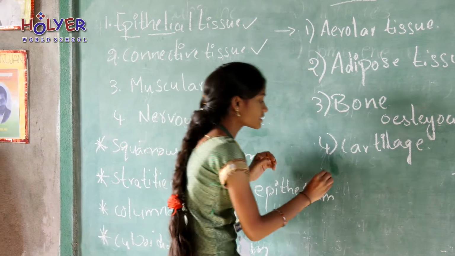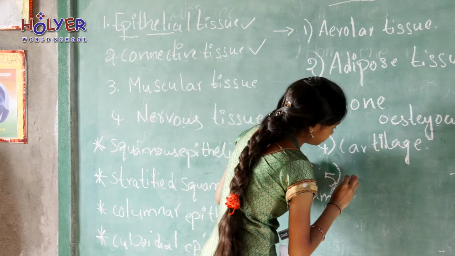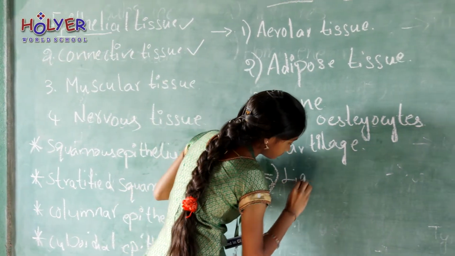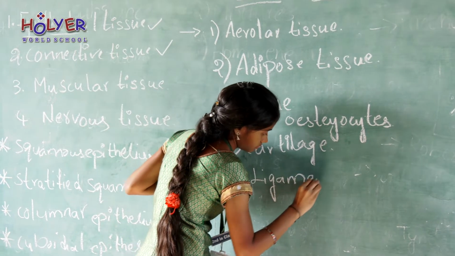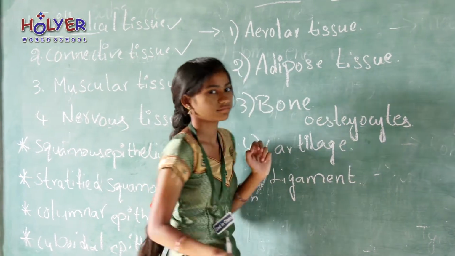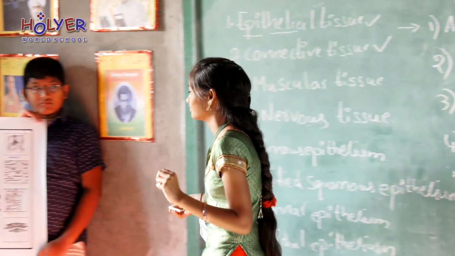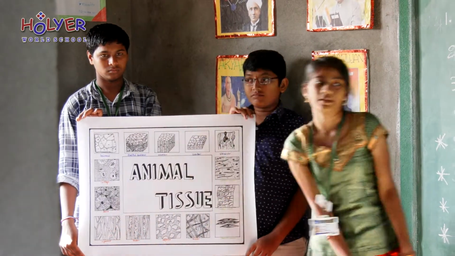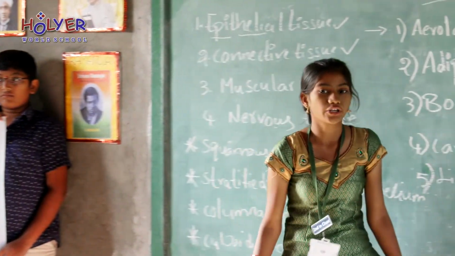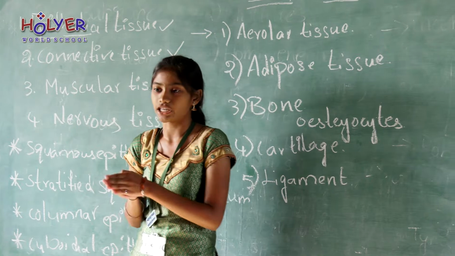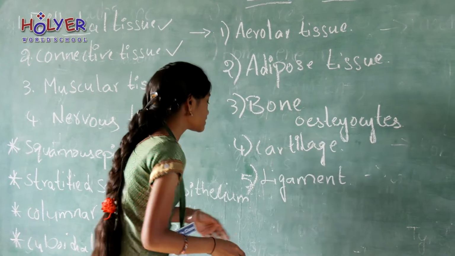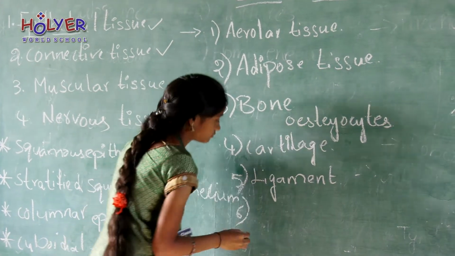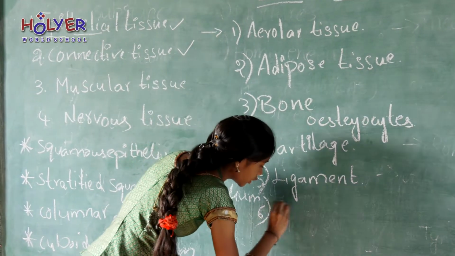And the next one is ligament. Structure of ligament. Ligament is a type of connective tissue which connects the bones at the joints. And the next one is tendon.